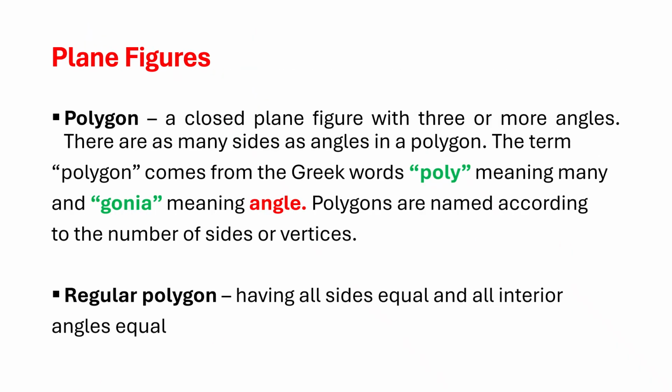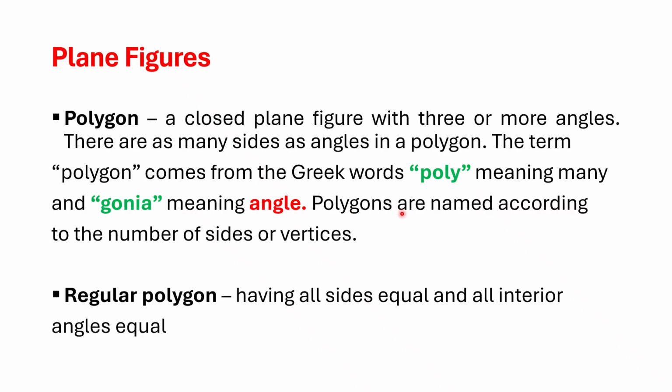Then we have plane figures. In plane figures, the terms that we should understand here are the following. We have polygon. When we speak of a polygon, it refers to a closed plane figure with three or more angles, and there are as many sides as angles in a polygon. The term polygon comes from the Greek words poly, meaning many, and gonia, meaning angle.